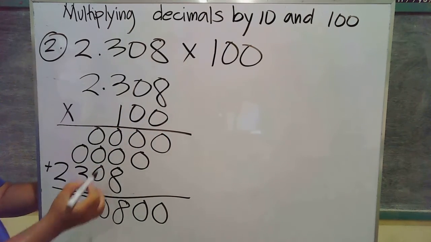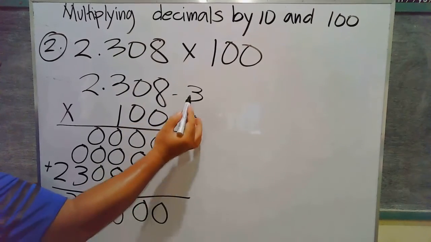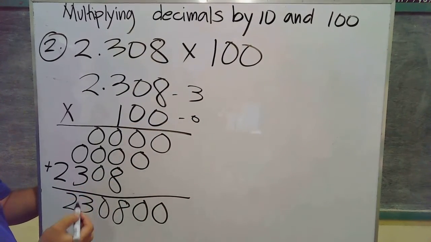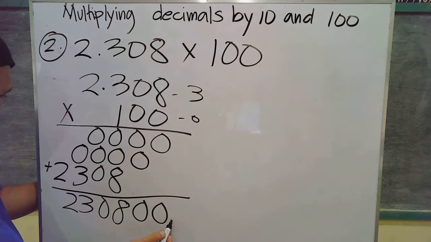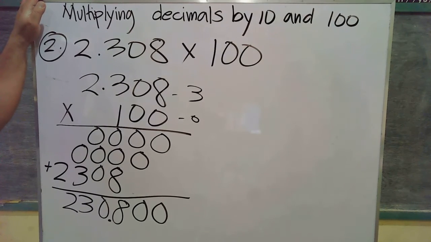So in here, we have 3. Here we have 0. So we have 3 steps to the left to put our decimal point. So let's count. 1, 2, 3. Our answer will be 230.800. Now we can use the short method by multiplying decimals by 10 and 100.